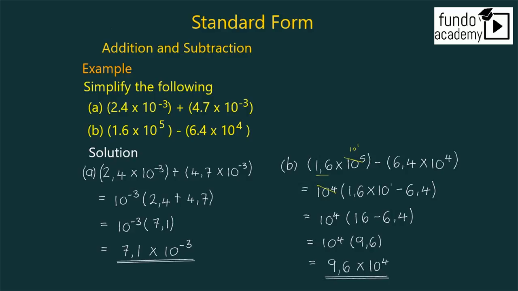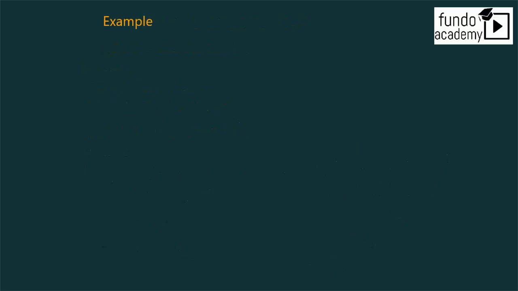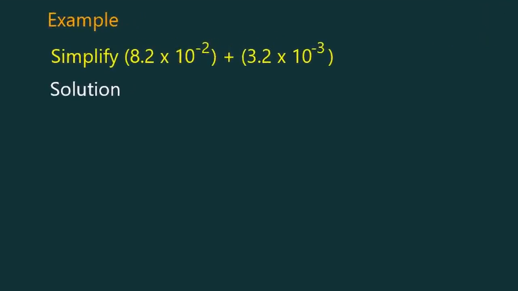But sometimes it may not be so easy to factor out. You may look at this example and want to use another method for adding numbers in standard form. We've got 8.2 times 10 to the power of negative 2 plus 3.2 times 10 to the power of negative 3. What we can do here is first convert the numbers to ordinary form. So I'm going to convert both numbers to ordinary form.